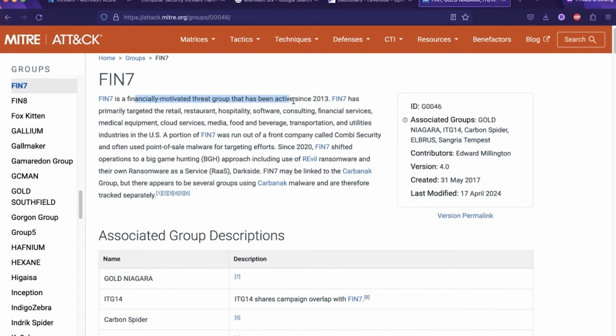It is a financially motivated group, active since 2013, targeting retail, restaurant, hospitality, software, consulting, financial firms, multiple cloud services, media, food, beverages, and a lot of other industries in the USA, right? It ran out of a front company called Combi Security and often used point of sale (POS) malware. Now we are learning that they have shifted their operation to a big game hunting approach, including REvil ransomware, their own ransomware-as-a-service attack. It may be linked to the Carbanak group as well.